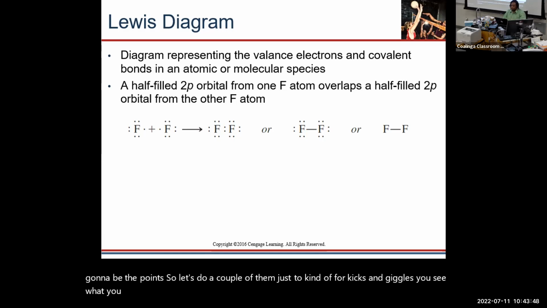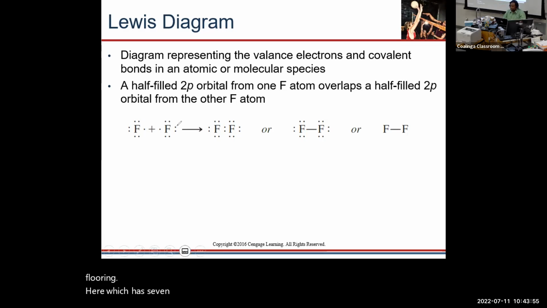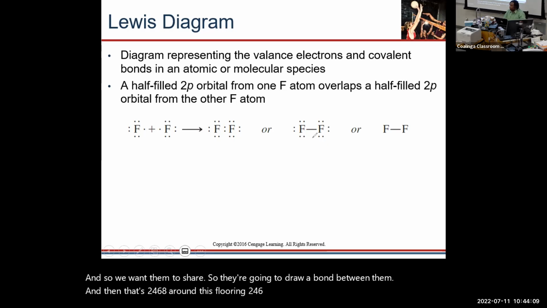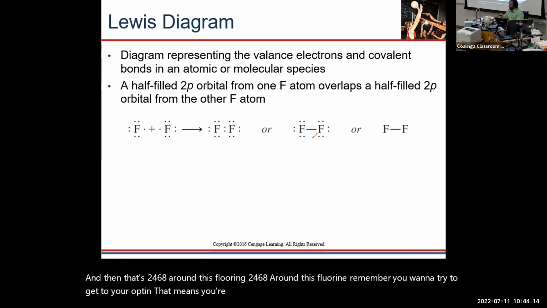All right. So we'll do the example that's already on the board. We have fluorine here, which has 7 valence electrons, and the other fluorine has 7 valence electrons. And so we want them to share. So we're going to draw a bond between them. And then that's 2, 4, 6, 8 around this fluorine, 2, 4, 6, 8 around this fluorine. Remember, you want to try to get to your octet. That means you're stable. So let's see.